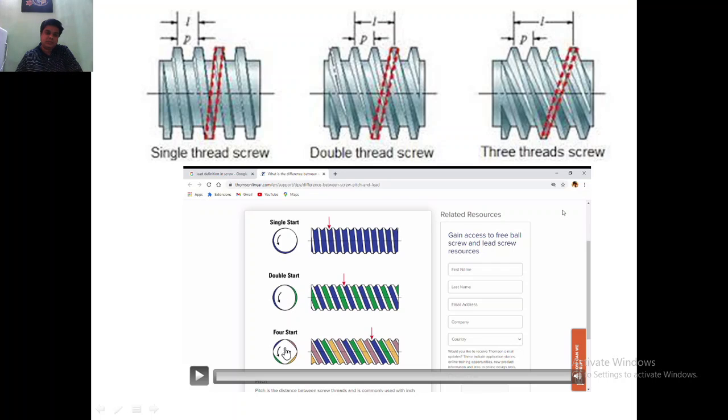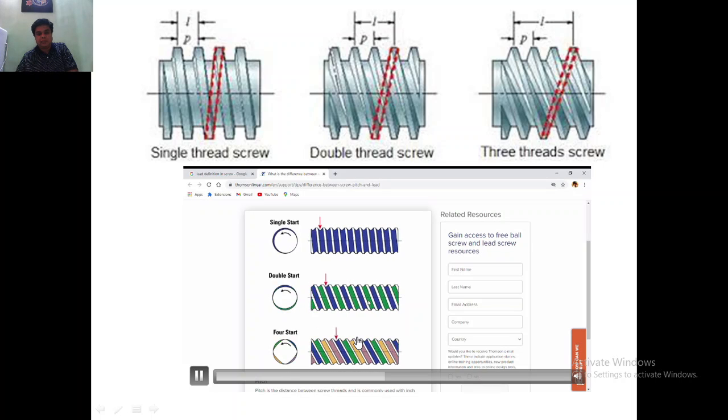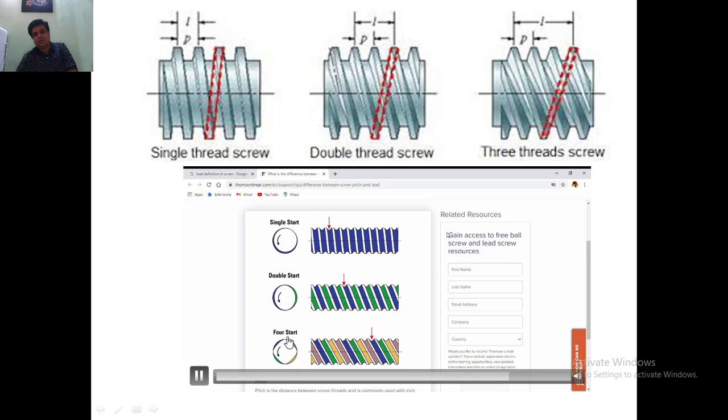Then we have a 4 start screw. You can see here the blue color and the other color. In between that we have the parallel threads, 4 parallel threads. In one rotation, the distance moved here is from here to here, which is equal to 4 times the pitch. You can see that the distance traveled from here to here is equal to 4 times the pitch. Here in the animation it is rotating 2 times, but if you take one rotation, it moves by 4 times the pitch.